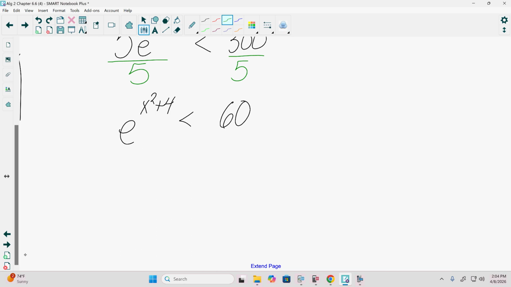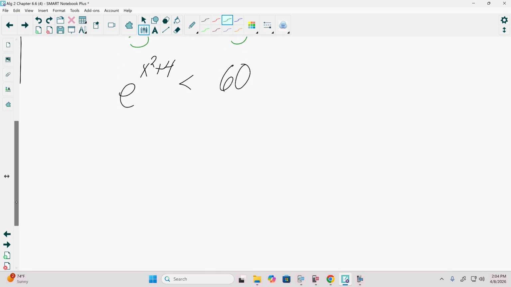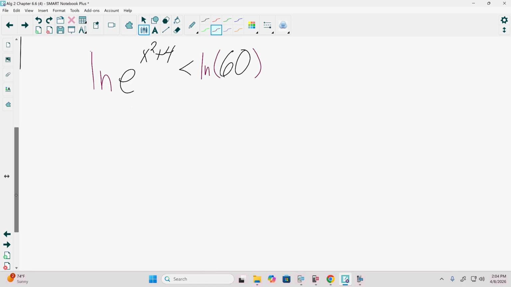Is that base by itself now? Because we do have the x squared plus 4, but the e is by itself, yes? So we can apply a log to both sides. And what log would we apply to both sides? Our natural log, because the base is e. Now on the left-hand side, that natural log of e to the x squared plus 4. Power property says I can move the x squared plus 4 to the front.